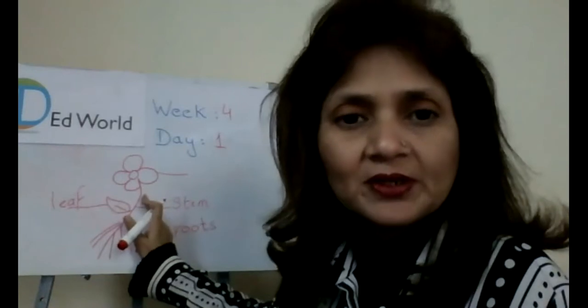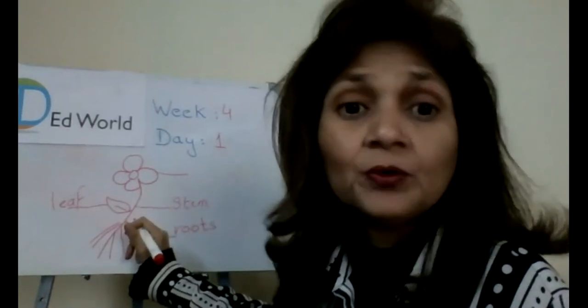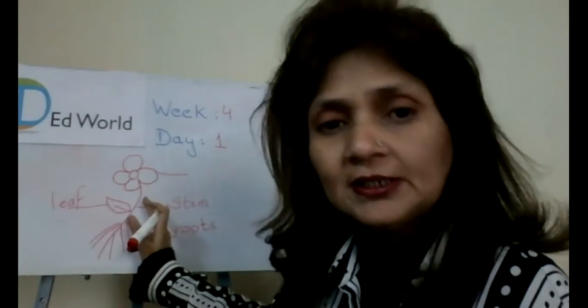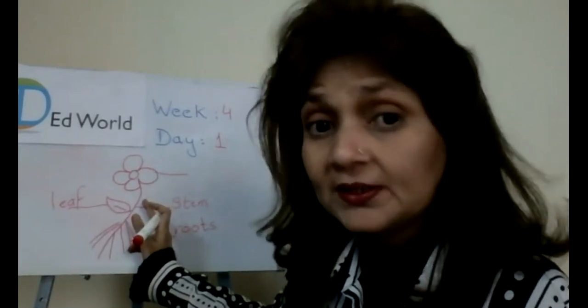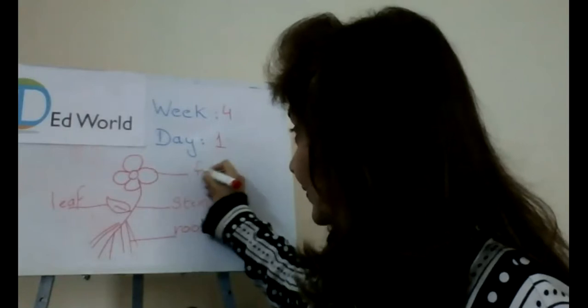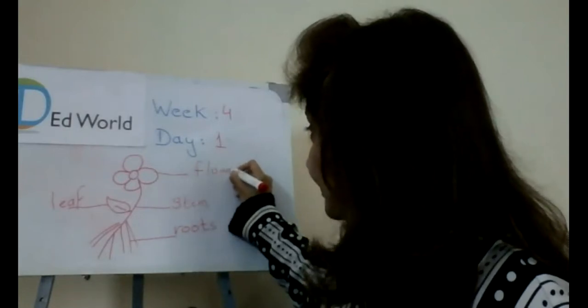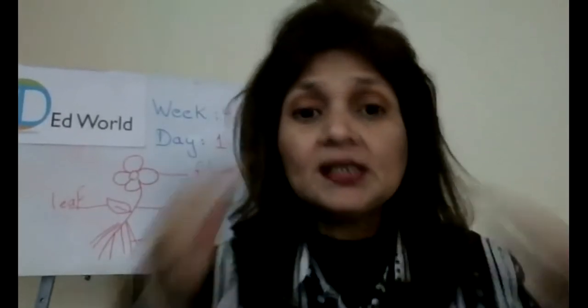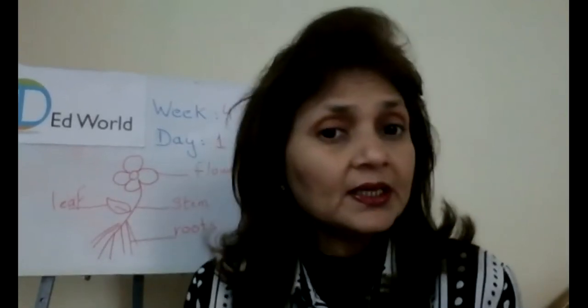Now, what about this beautiful thing? I hope most of you love this thing. What is this thing called? It's a flower. Wow. Great job. I'm so happy for you all. Now see, these were different parts of a plant, right? They were different parts of a plant.